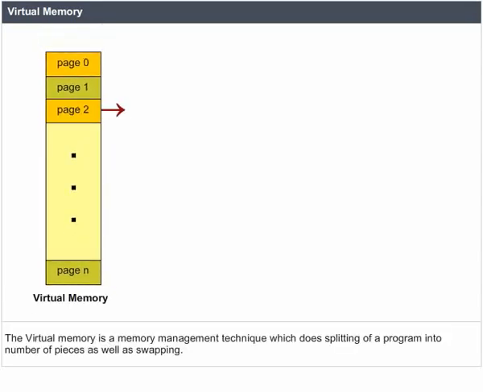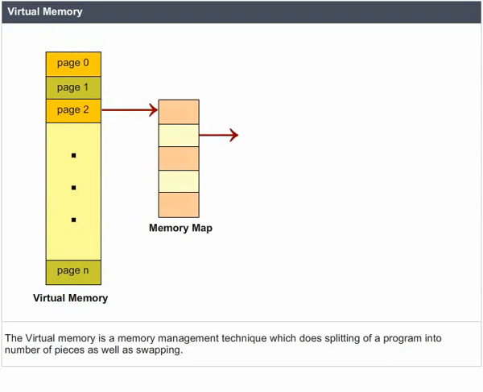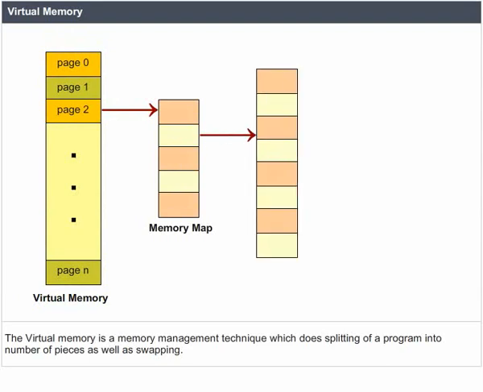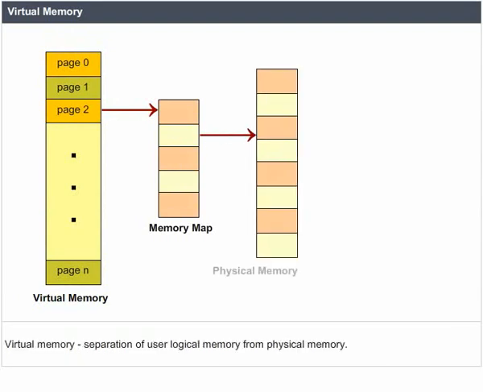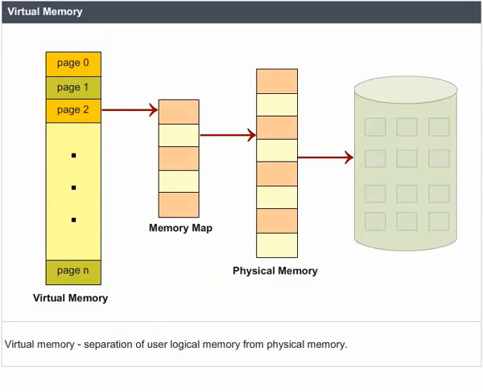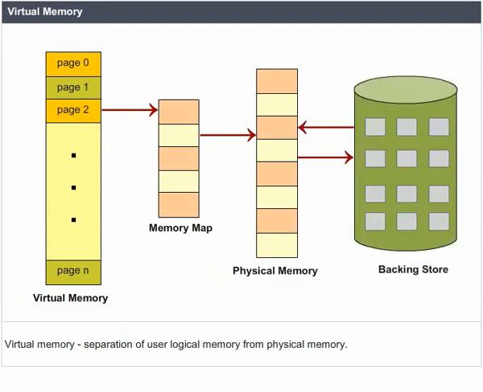Virtual memory. Virtual memory is a memory management technique which does splitting of a program into a number of pieces as well as swapping. It is the separation of user logical memory from physical memory. Only part of the program needs to be in memory for execution. Logical address space can therefore be much larger than physical address space. It allows address spaces to be shared by several processes, and allows for more efficient process creation.